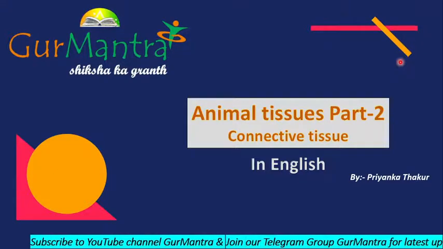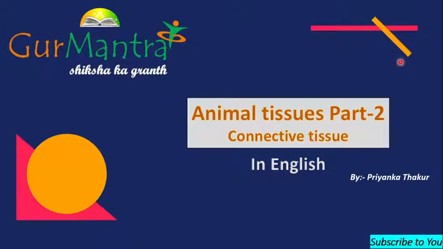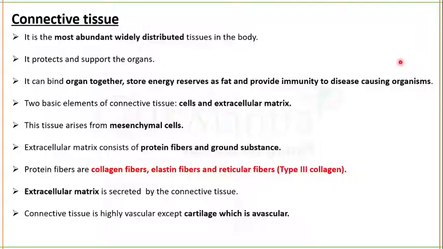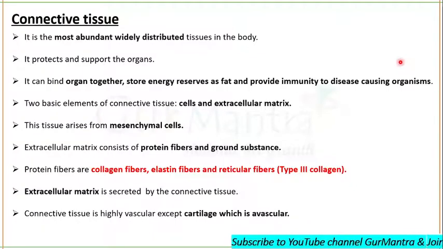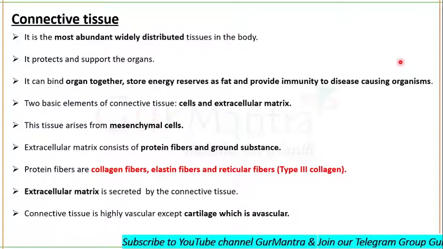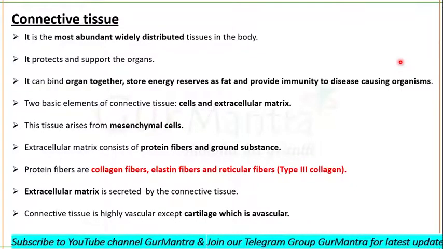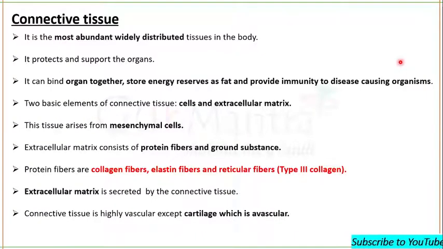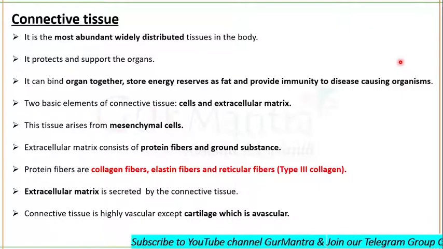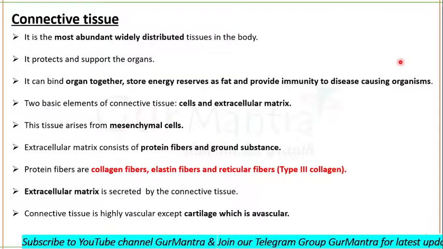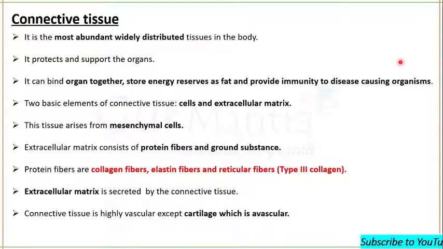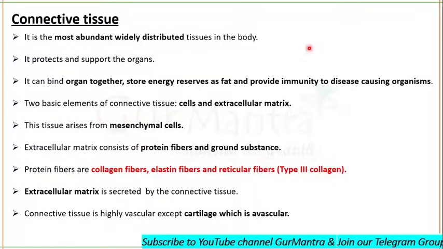Yes, you heard it right. We are going to study this connective tissue in detail. Okay, let's start. What is connective tissue? First of all, why is it called connective tissue? Because it binds the organs together. That's why it is known as connective tissue. It is the most abundant and widely distributed tissue in the body.